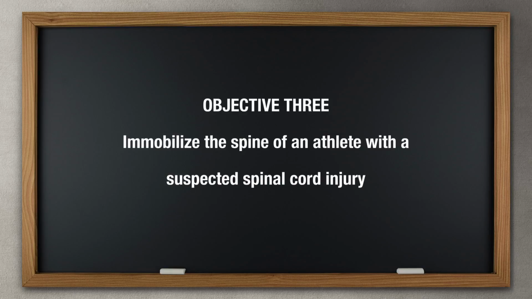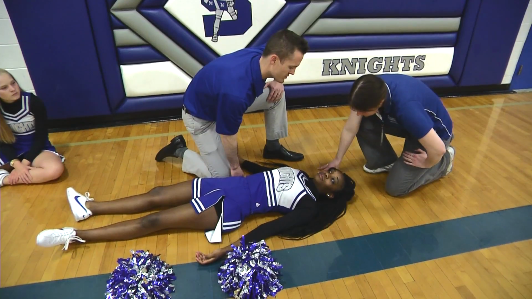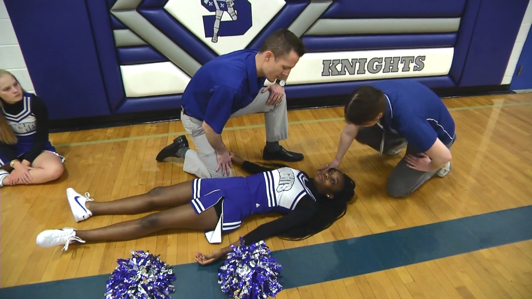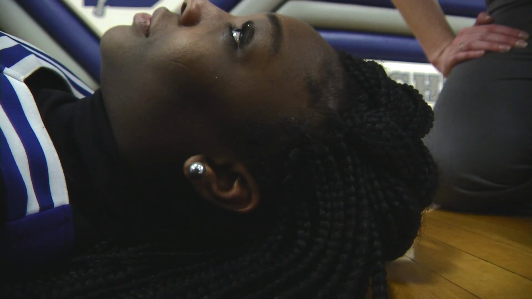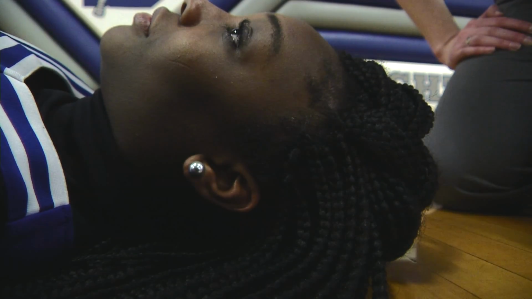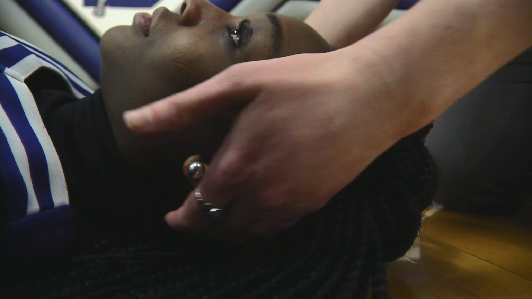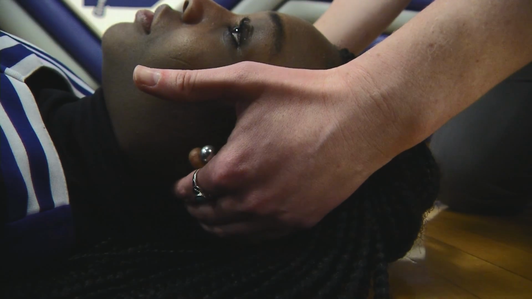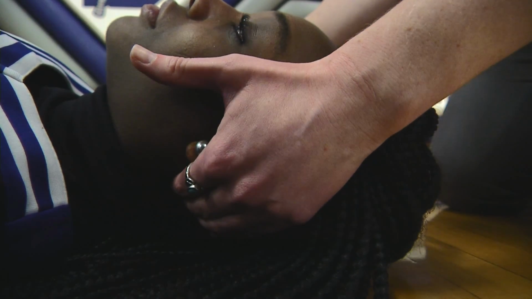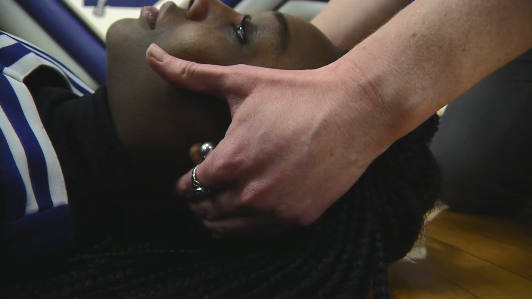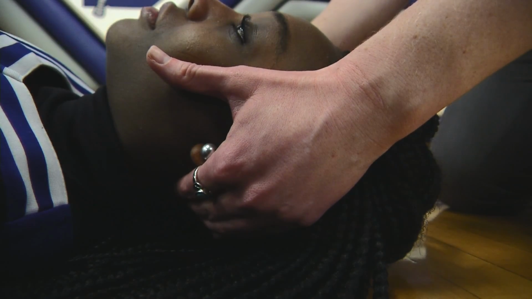Objective 3, immobilize the spine of an athlete with a suspected spinal cord injury. If you suspect a cervical spinal cord injury, the most important thing to do is immobilize the athlete's spine to prevent further injury to the spinal cord. Take these steps. Number 1, cup your hands behind the head, placing 2 fingers behind the ear on the bony portion of the skull, with thumbs pointing toward the athlete's face.